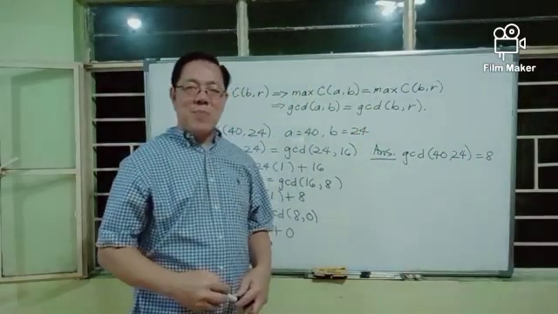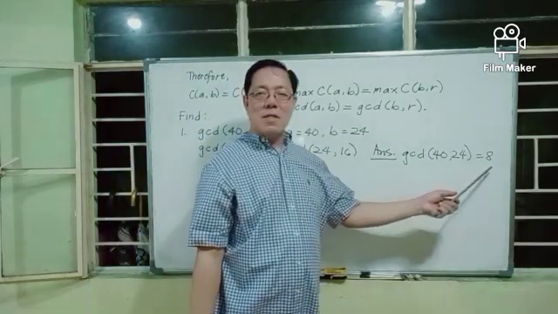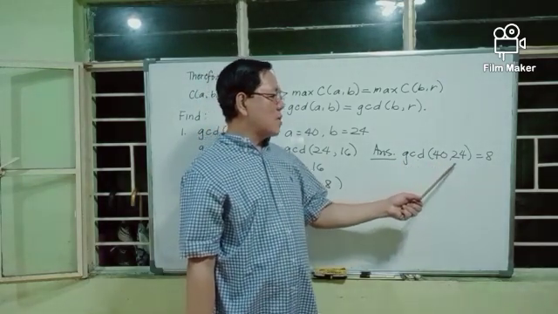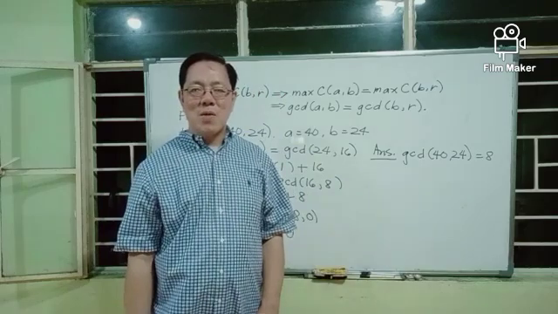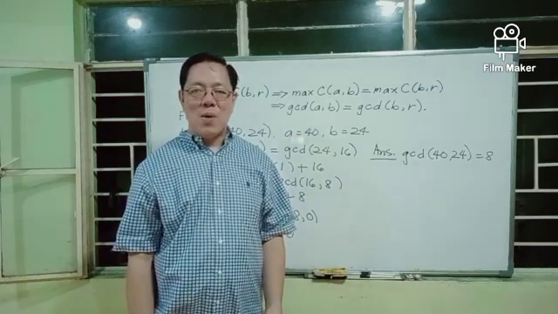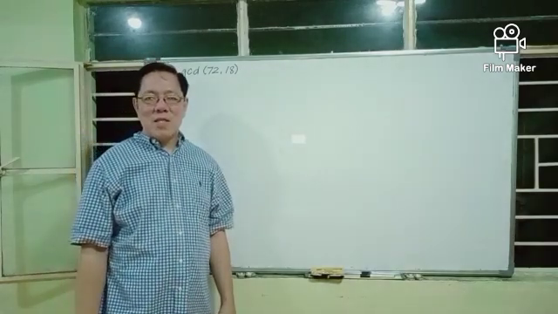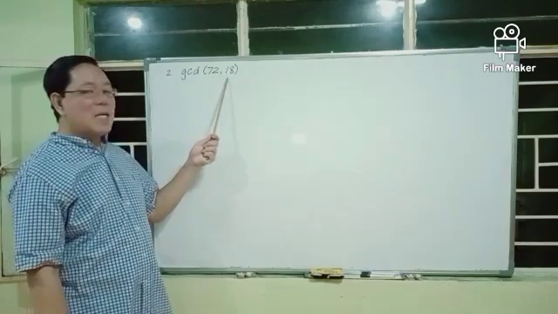That is, the largest positive integer that can divide 40 and 24 is 8. And that's the greatest common divisor of 40 and 24 equals 8, obtained by the Euclidean algorithm. We take another example. For our example 2, we find the greatest common divisor of the integers 72 and 18.